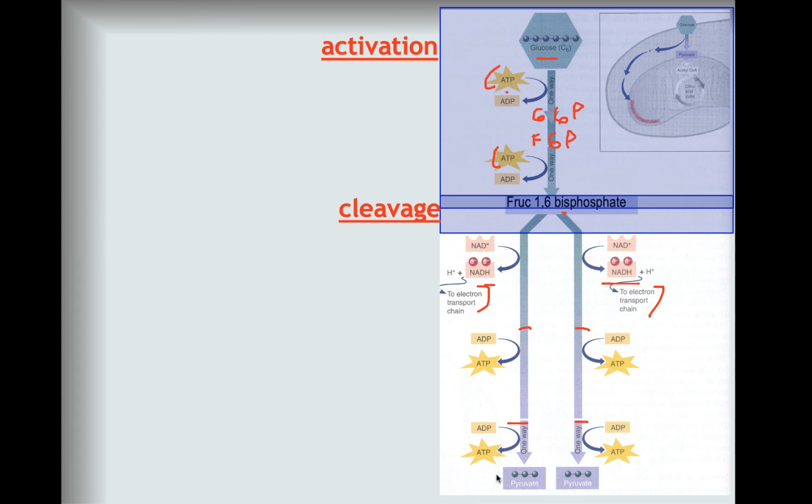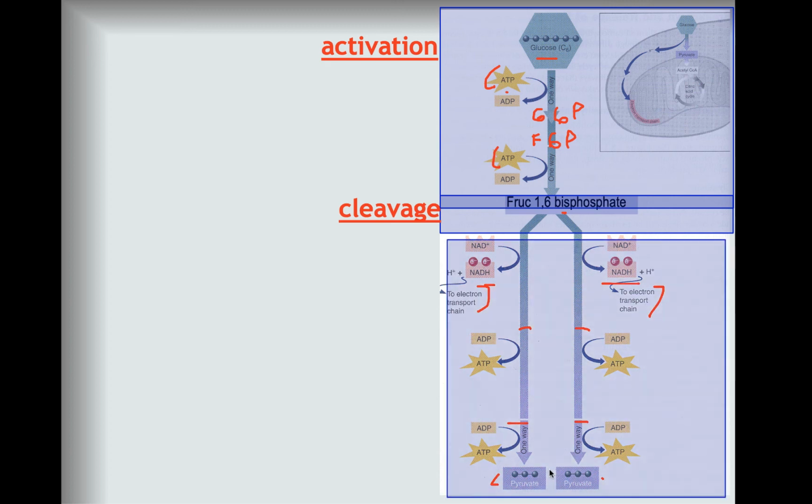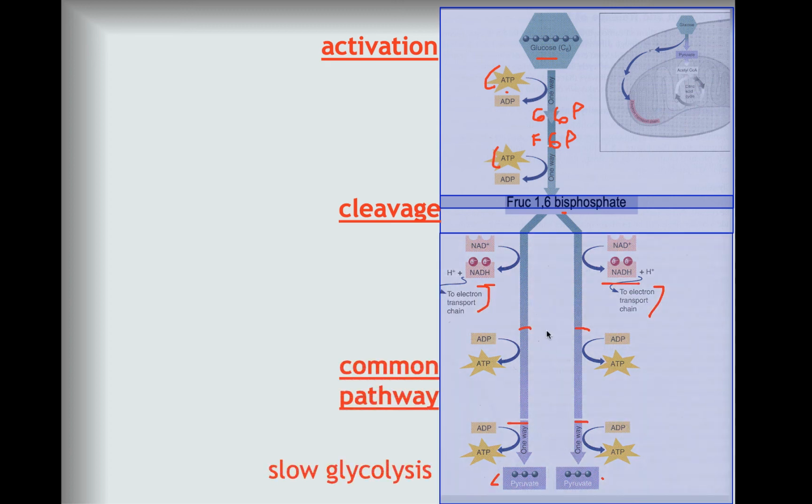And the final product of slow glycolysis is pyruvate. We get 2 pyruvates. Look, up here we've got 6 carbons. 1, 2, 3, 4, 5, 6. Down here we've got 6, but it's in 2 3-carbon pieces. No phosphates. And because both of the 3-carbon pieces go through the same process here, we refer to this as the common pathway. And because we end up with 2 NADH and 2 pyruvate, as well as our 2 ATP, we say this is slow glycolysis.